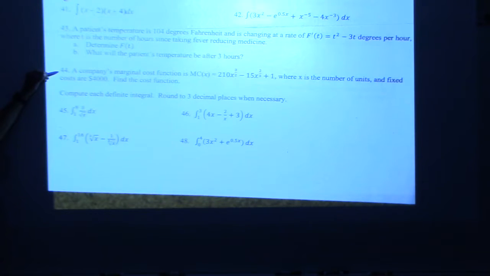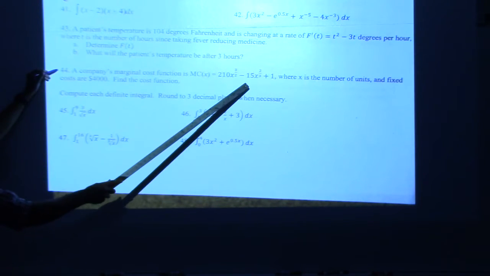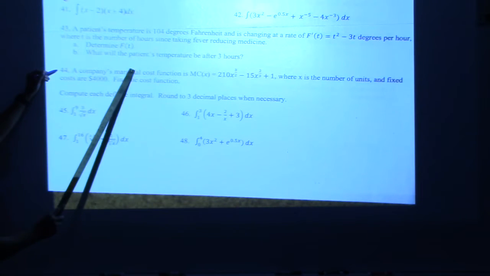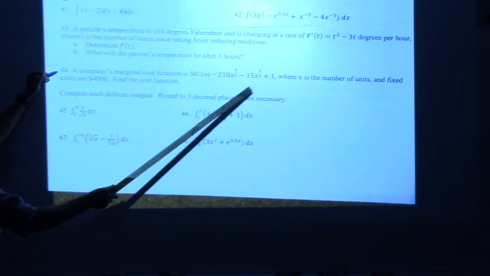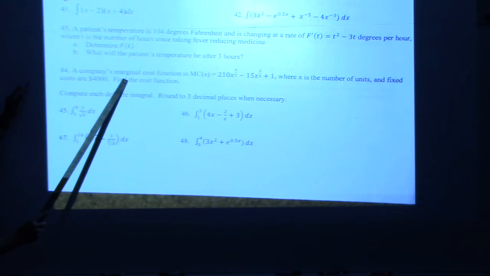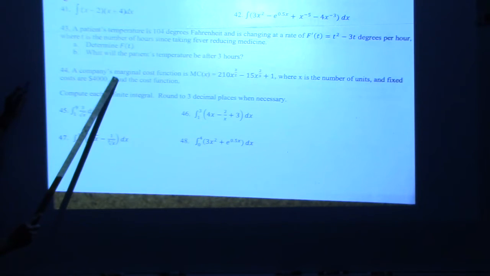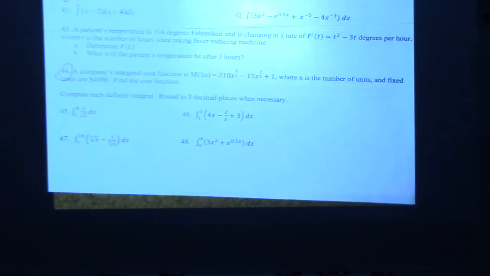Number 44. A company has a marginal cost function. The marginal cost function means that's the derivative of the cost function. And then it asks you to find the actual cost function. We did one of these in class. So that 44 is definitely good. These other things, I don't know. Maybe like number 46.